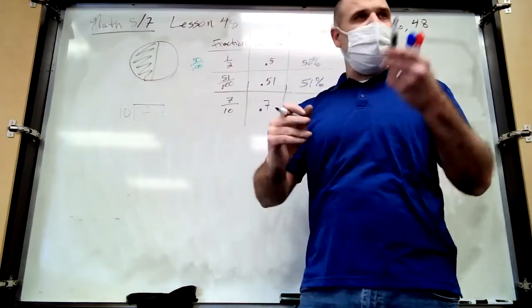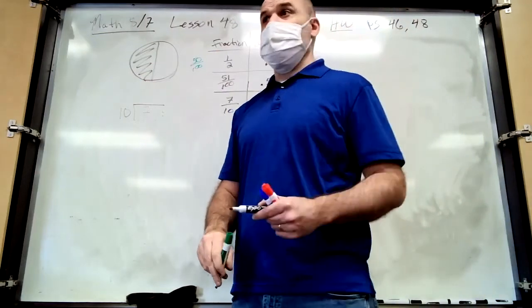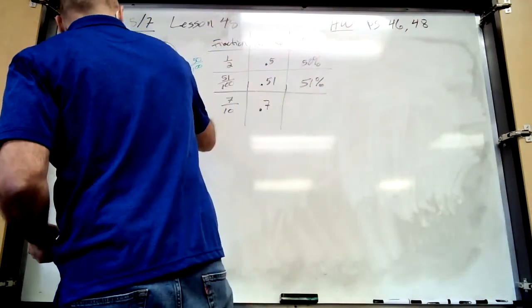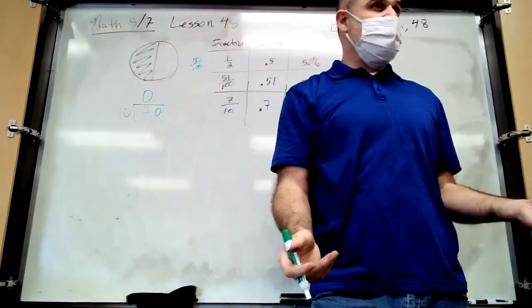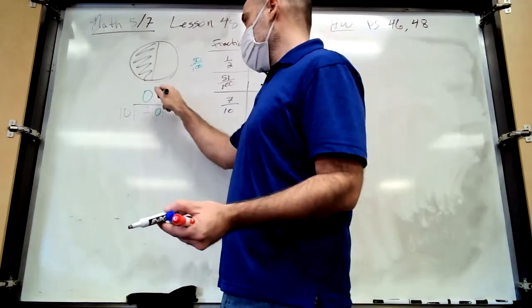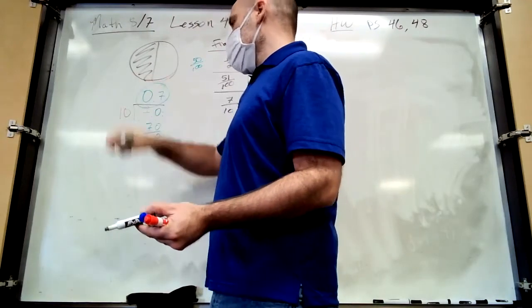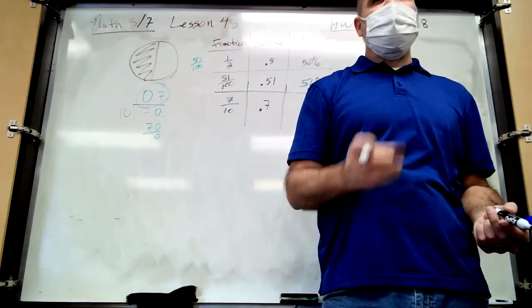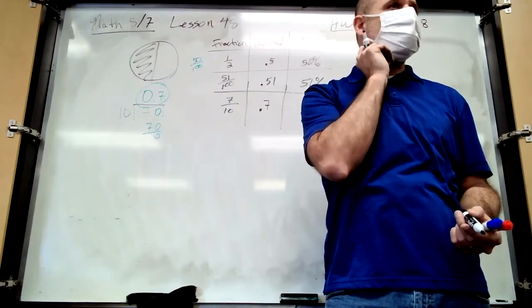But how many times does 10 go into 7? Good answer. Nothing. 0. Okay, so then add a decimal and a 0. Now how many times does 10 go into 70? 7. And then you're done, right? Done. Okay, what's another fraction that you know the decimal of? Give me a fraction that you know the decimal of.